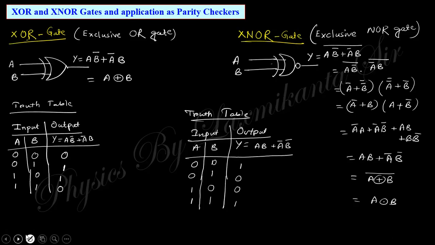So let's start with the first portion, that is XOR and XNOR. It is called the exclusive OR gate and exclusive NOR gate, and as an application, the parity checker. What is the exclusive OR gate? Our circuit symbol is like that. This is AB bar plus A bar B, and this is the Boolean algebra symbol.